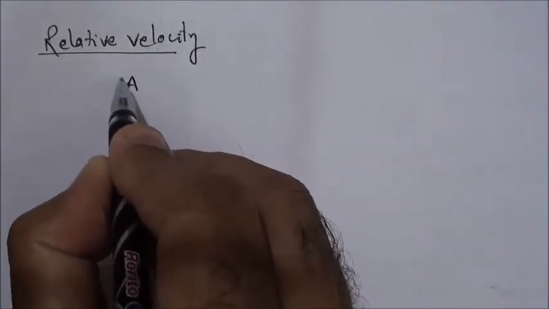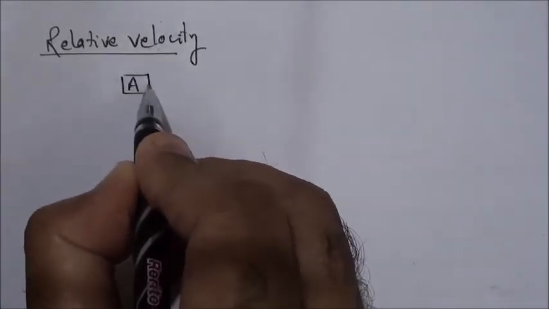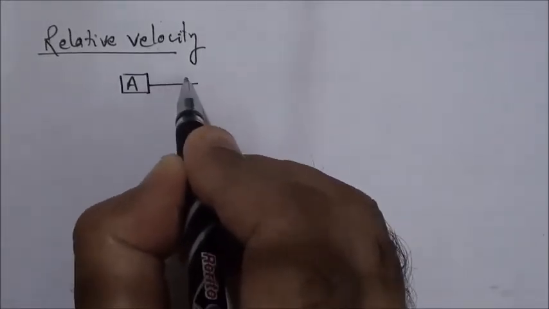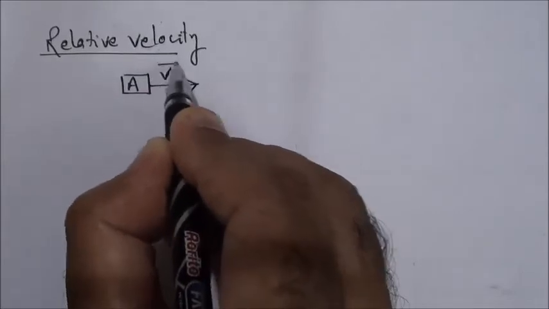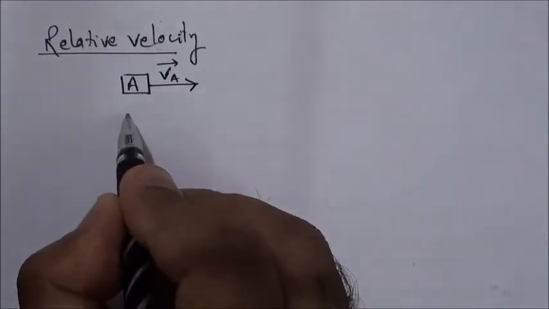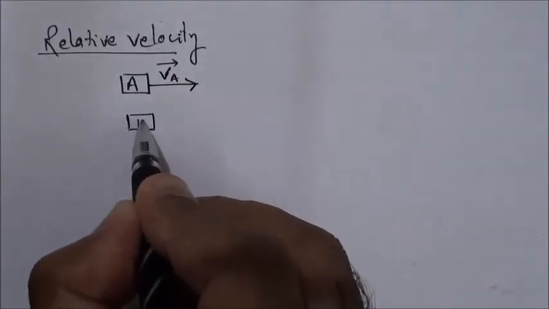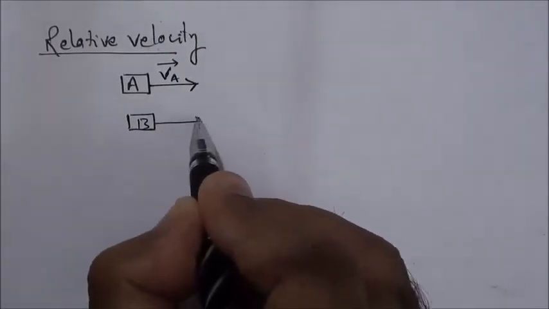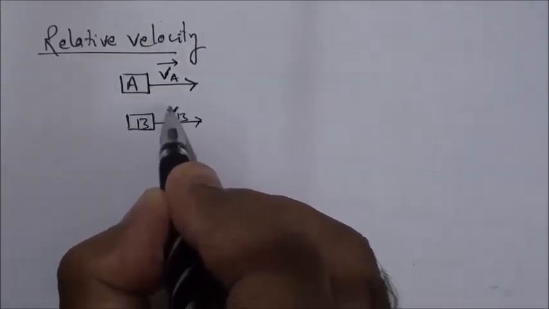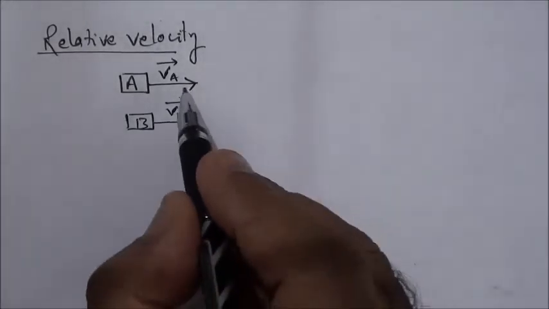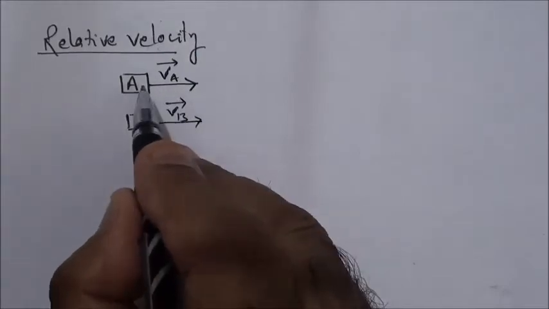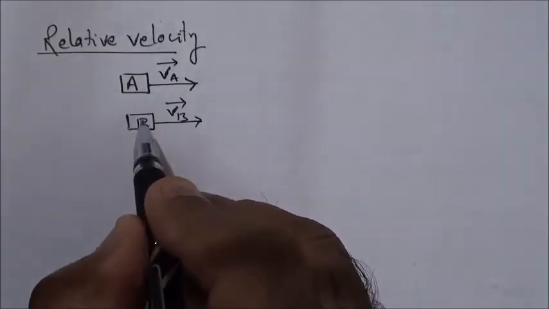Let me take an example that we have an object A which is moving in this direction with a velocity say VA. Then there is another object B. It is also moving in the same direction but with a different velocity VB. Now what is the velocity of this object with respect to this?